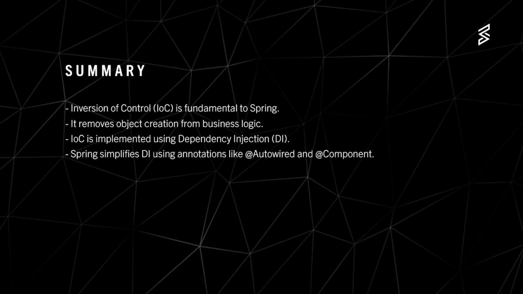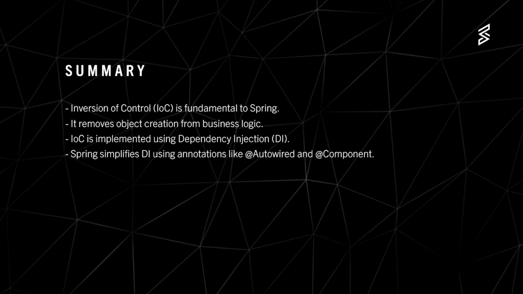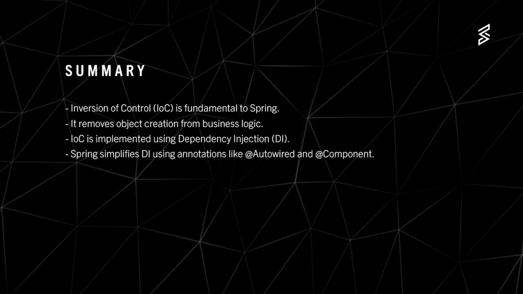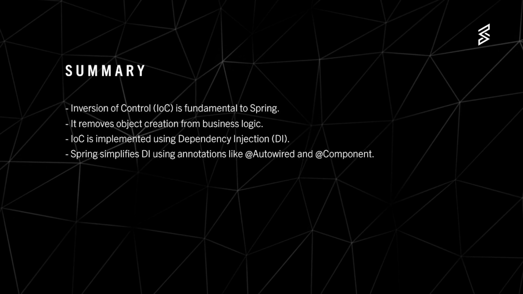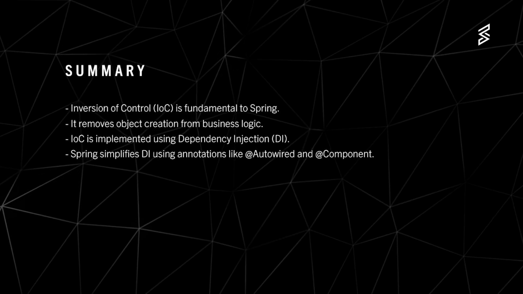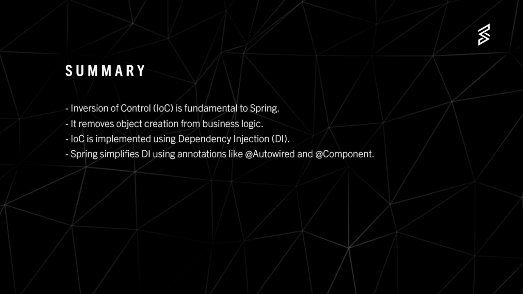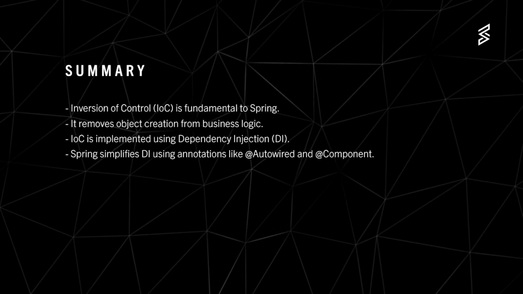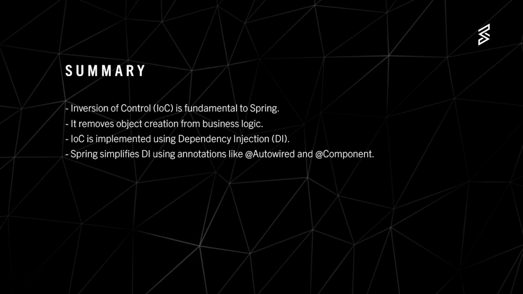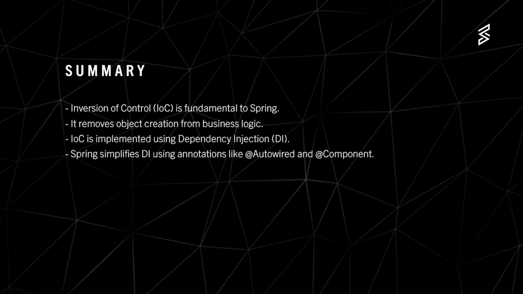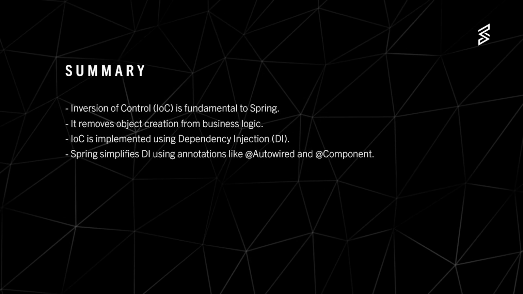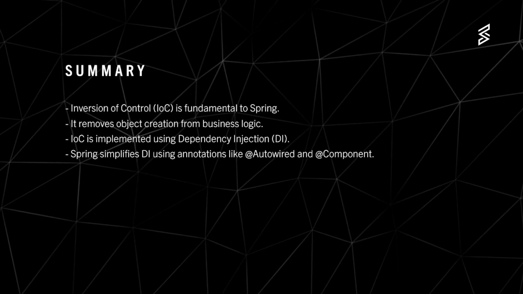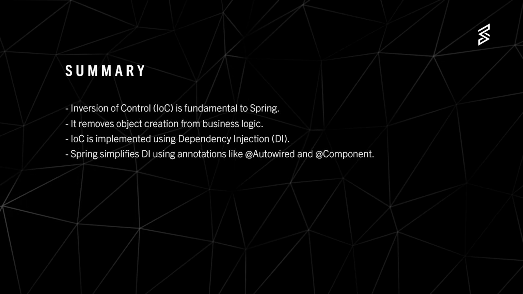To summarize, inversion of control is the foundation of Spring's design. It removes responsibility for object creation from the application code. IoC is implemented using dependency injection, which can be done via constructors or setters. Spring uses powerful annotations like @Component and @Autowired to enable IoC with minimal configuration. With IoC, applications become easier to test, extend, and maintain.